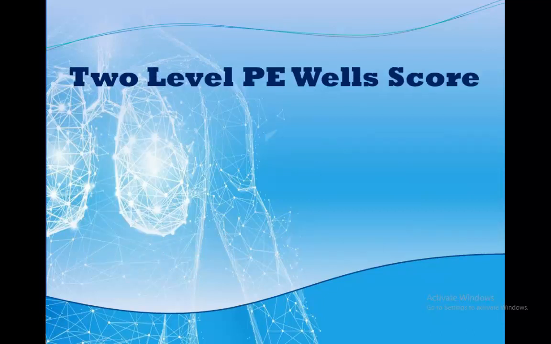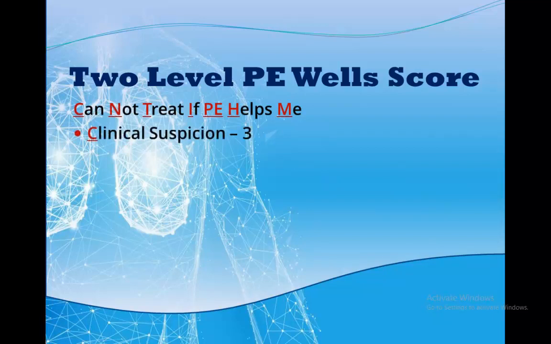The 2-level PE Wells score is used to calculate the likelihood that this patient has PE. We use the mnemonic, CANNOT TREAT IF PE HELPS ME. C for clinical suspicion, as in they're showing symptoms of DVT or PE. N, no other diagnosis, so you've ruled out other diseases on your differential.